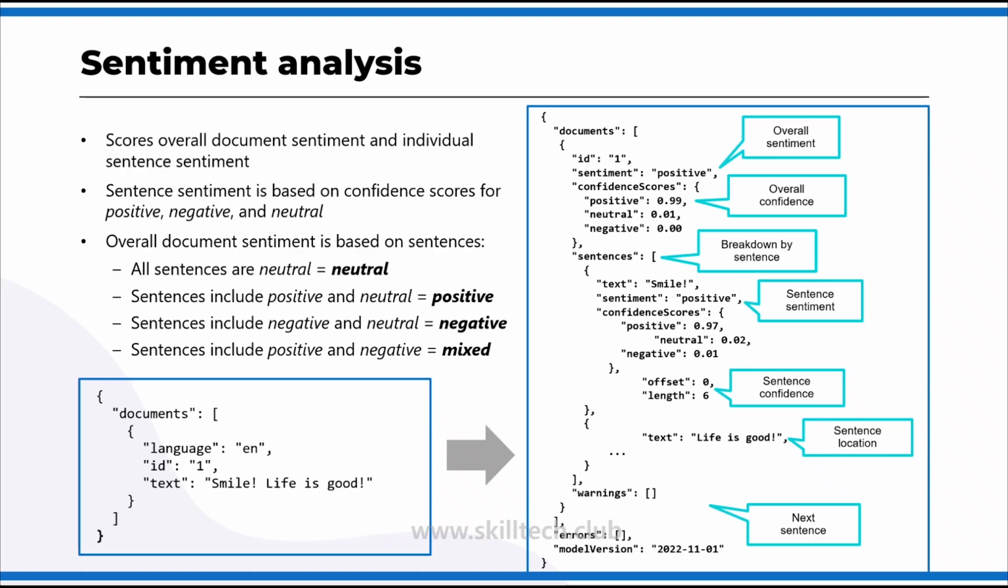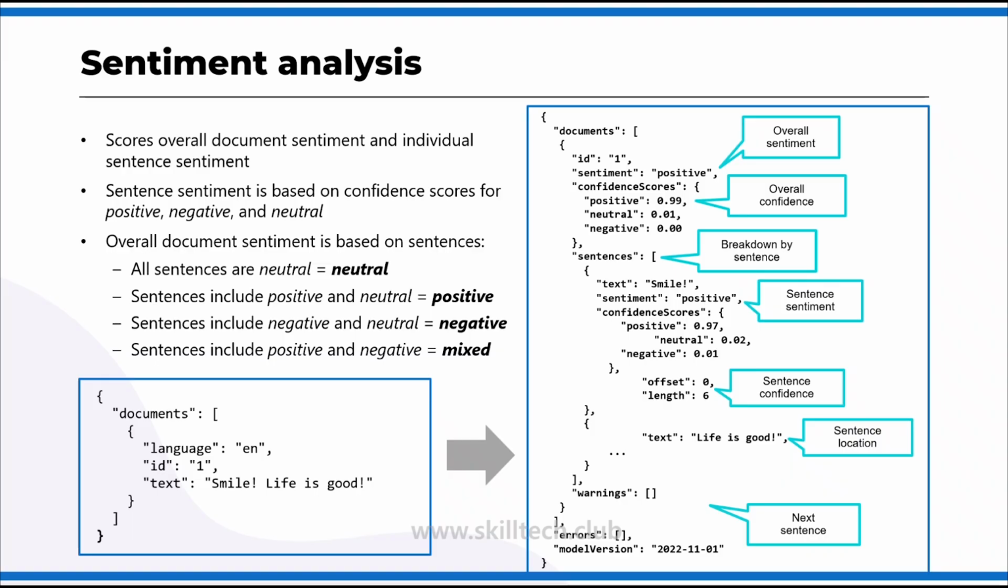So there are chances that one particular document has multiple lines and multiple paragraphs, where some of the statements are positive, some are negative, and some are mixed. Based on that, if the majority of statements are positive, it's going to give that the overall document is positive.